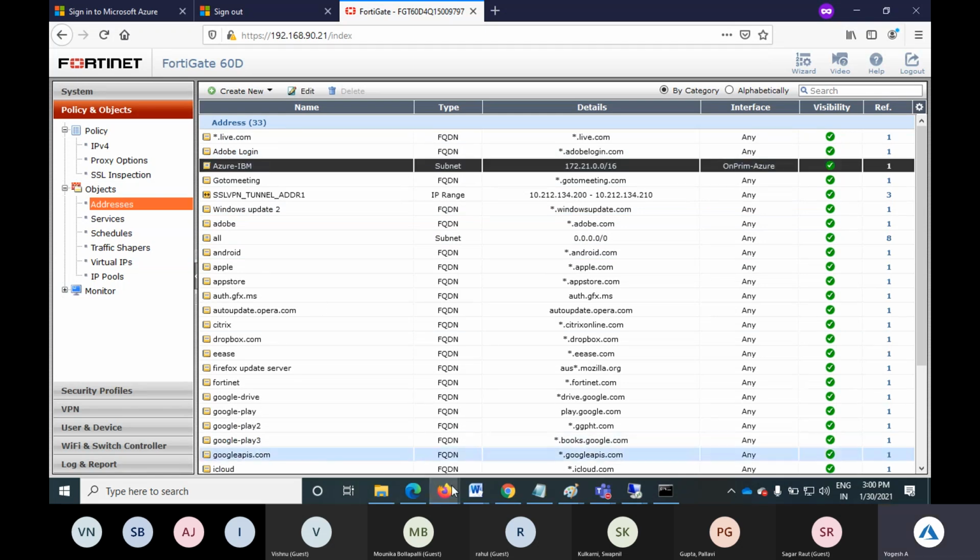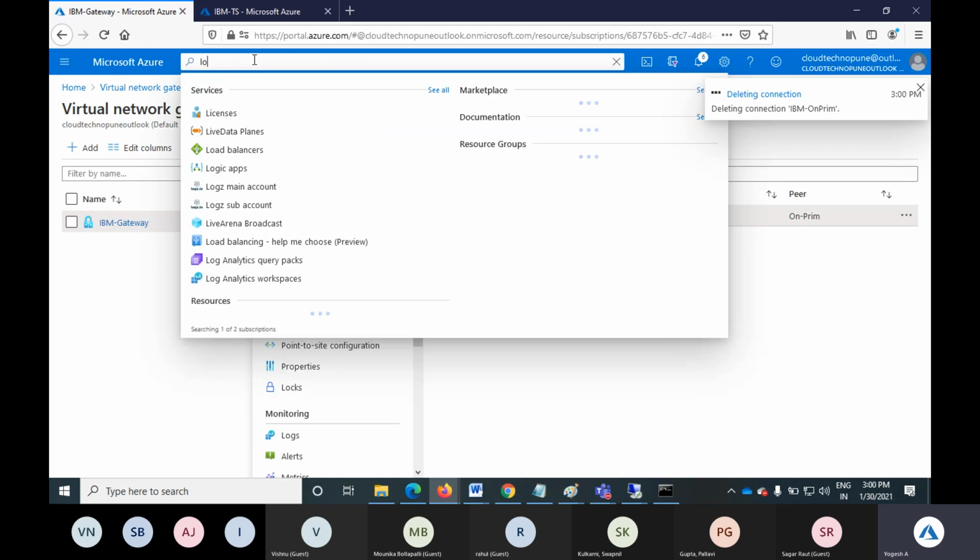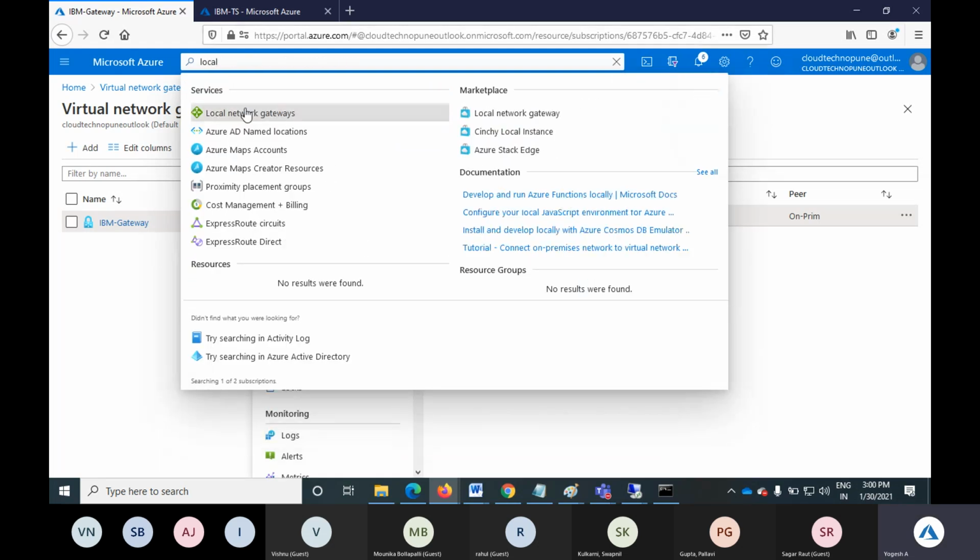Okay, so from the Azure side, let me delete the connection and create a new connection. Okay, let's delete the connection. And we'll create a local gateway as well. We'll recreate it.